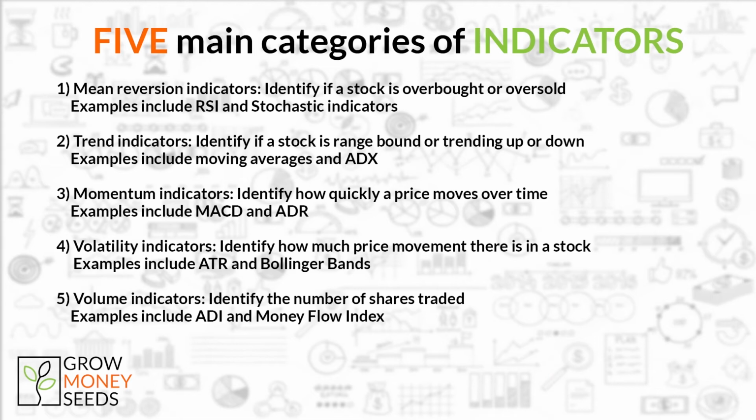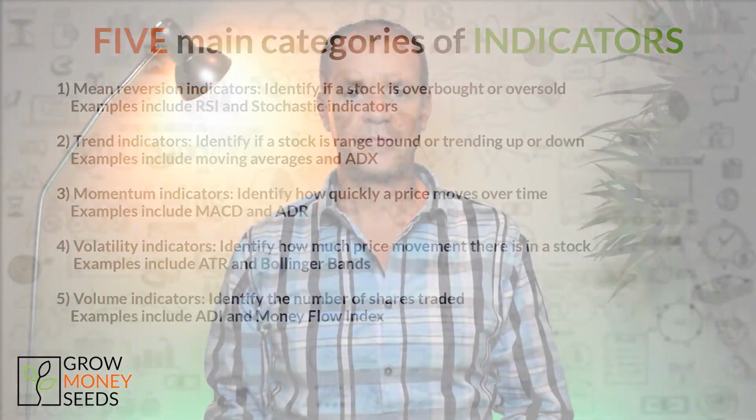Finally, volume indicators look at the volume, or the number of shares traded. This may help determine if there is interest in a stock. If a stock has double the number of shares traded on a day, then this could be a sign that a stock has a potential move up or down and may present an opportunity to make money. Examples of these are the Accumulation Distribution Index, or ADI, and the Money Flow Index.